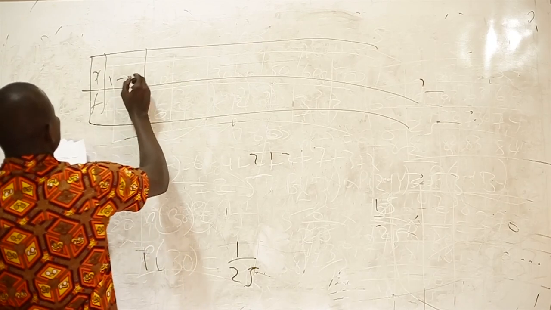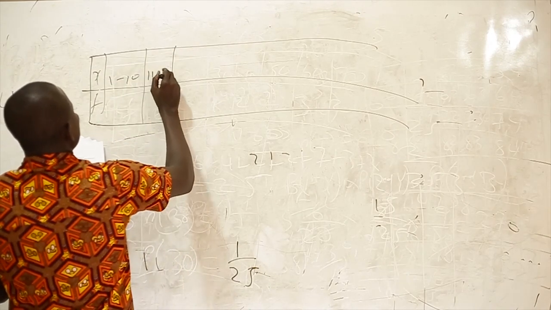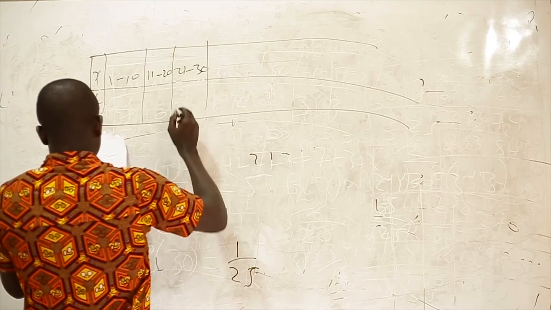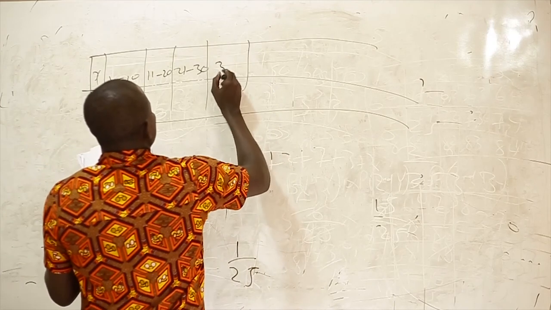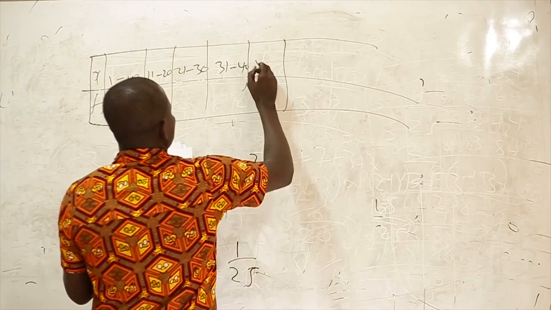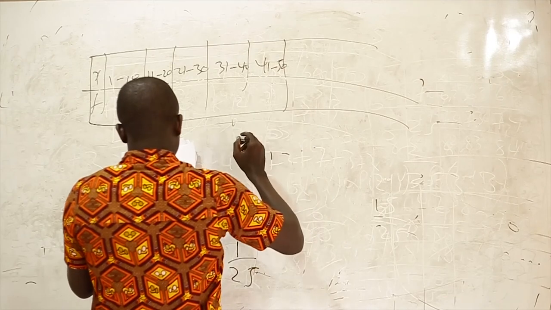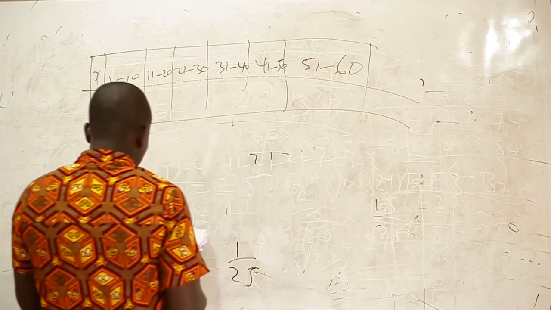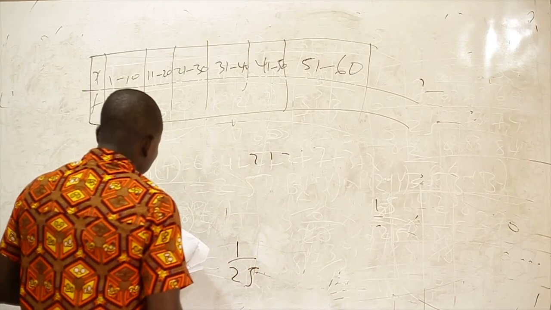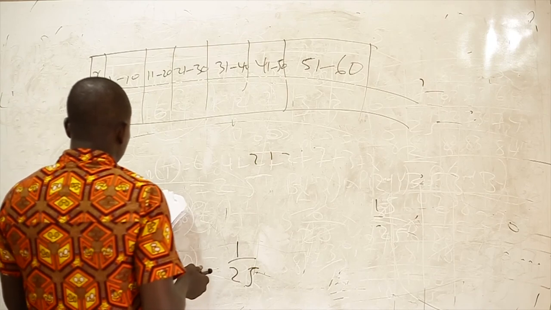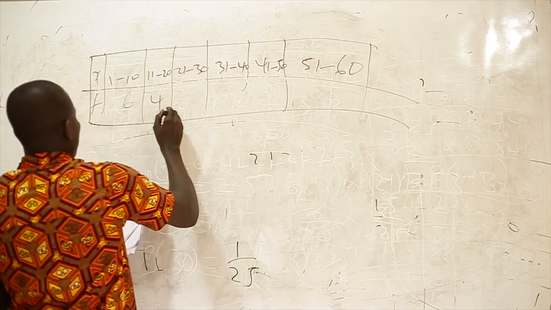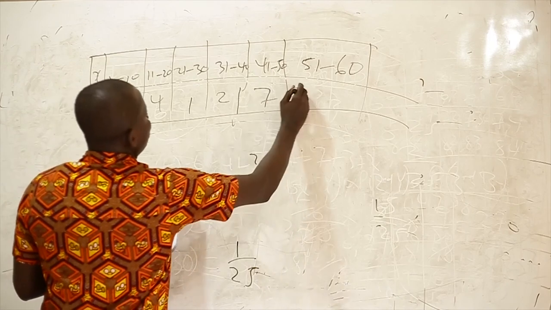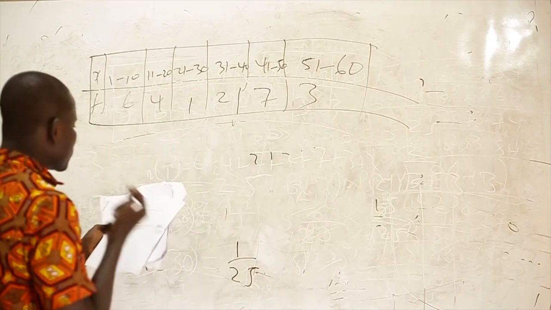You say 1 to 10, 11 to 20, 21 to 30, 31 to 40, 41 to 50, then 51 to 60. Then we have the respective frequencies or number of students: 6, 4, 1, 2, 7, 3. That is asking us a question.